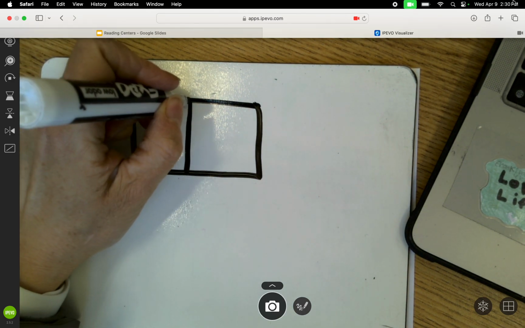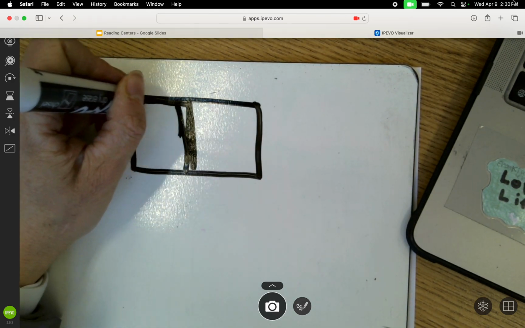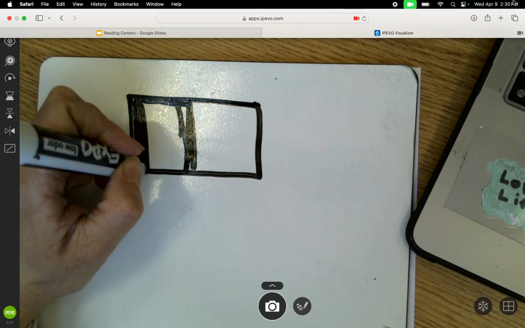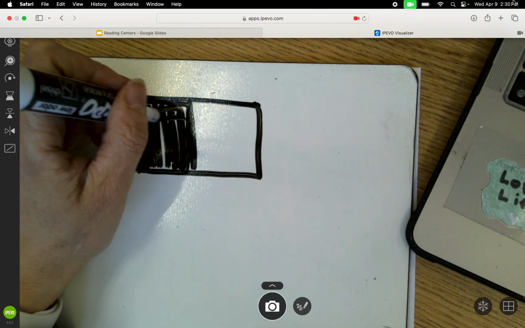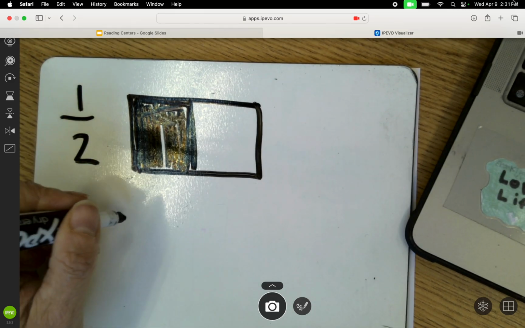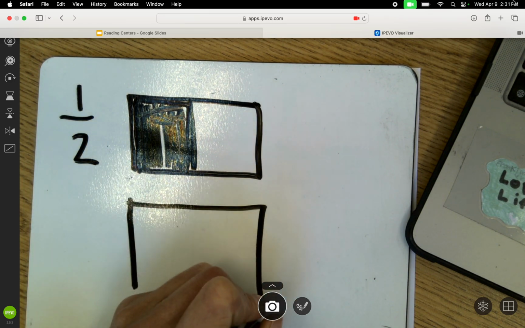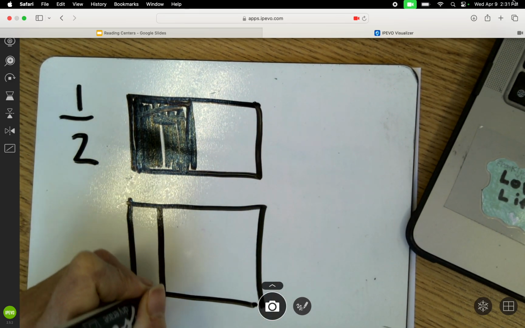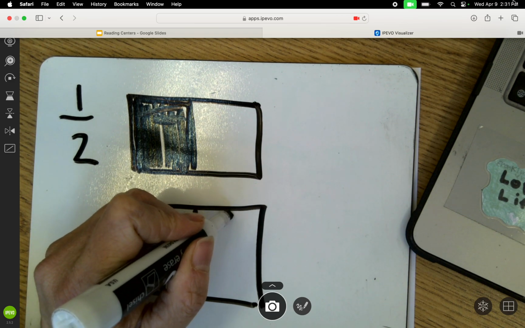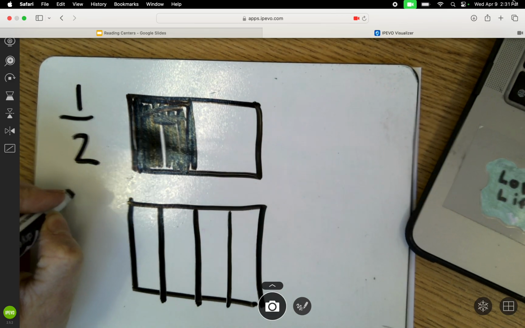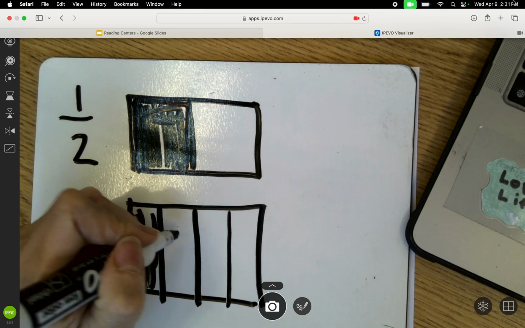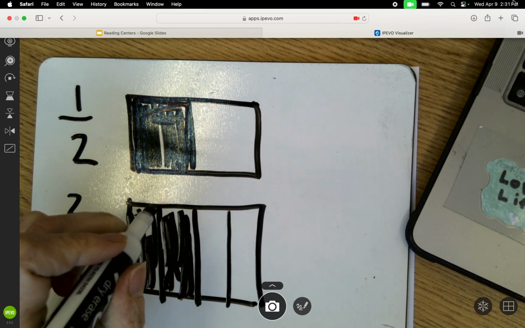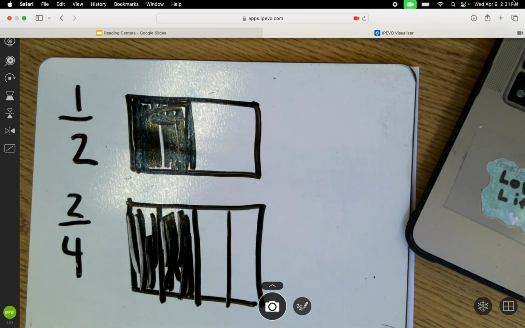So for instance, 1/2, right? So this is a half, 1/2, is equal to 2/4 here, right? Because if we color two parts, they both take up the same space in the fraction bar.